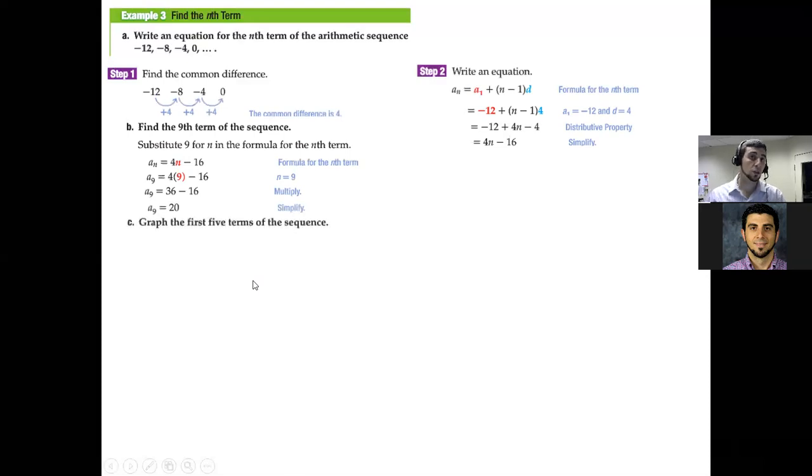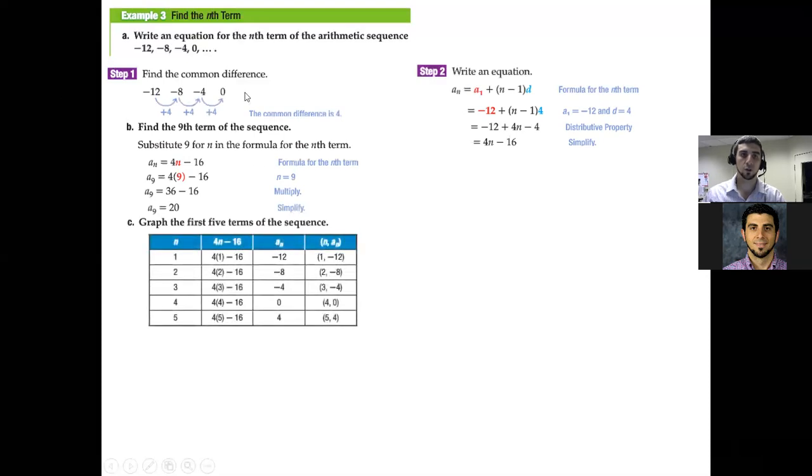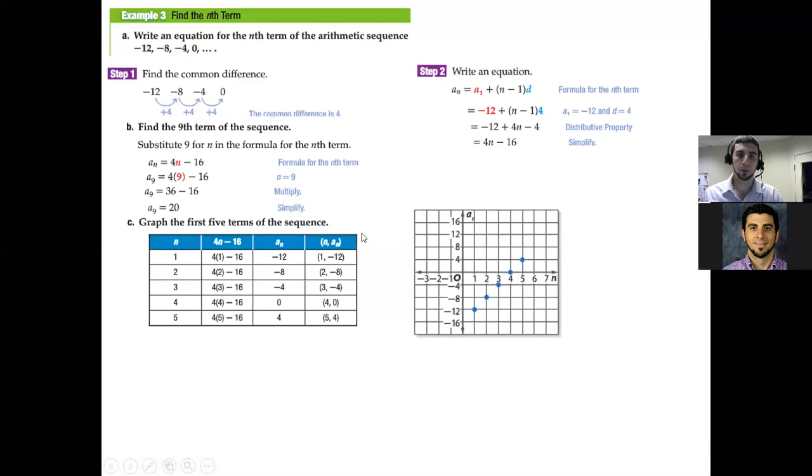Okay. Also, what we can do is graph the terms. So I know the first 4 terms, 1 through 4, they were given to me. And then the 5th term, I can use the formula, plug in 5, or just add 4 to get the 5th term. And now what you do to graph it, you use n, the term number that you're on, as your x value, and the actual value of the term as your y value, and make ordered pairs out of those. So if I plot them, 1, negative 12 would be here, 2, negative 8.